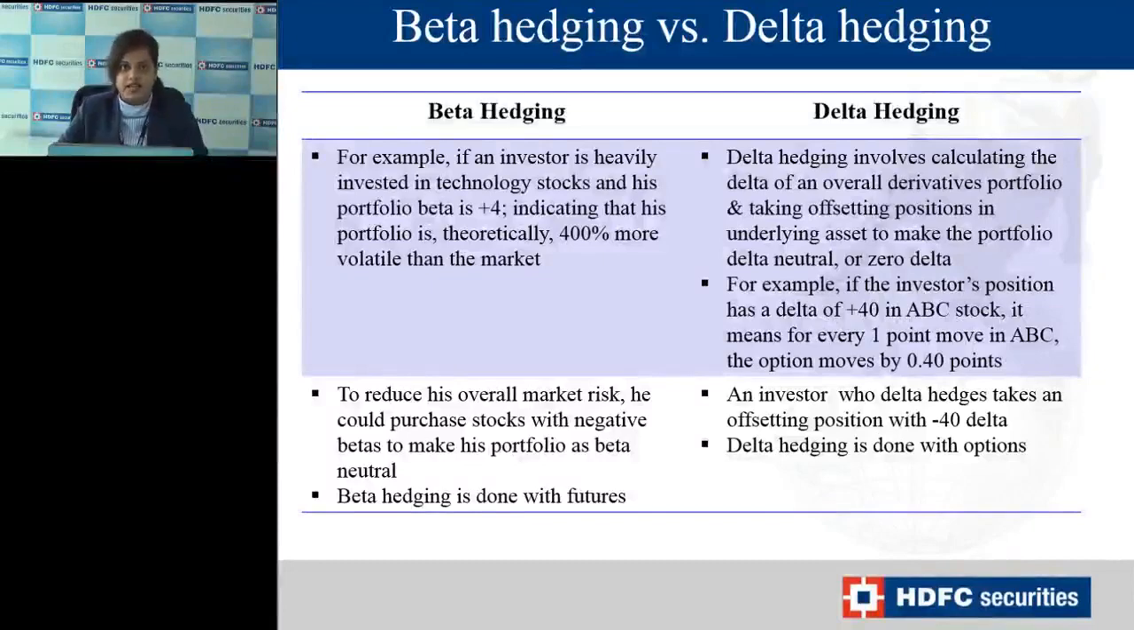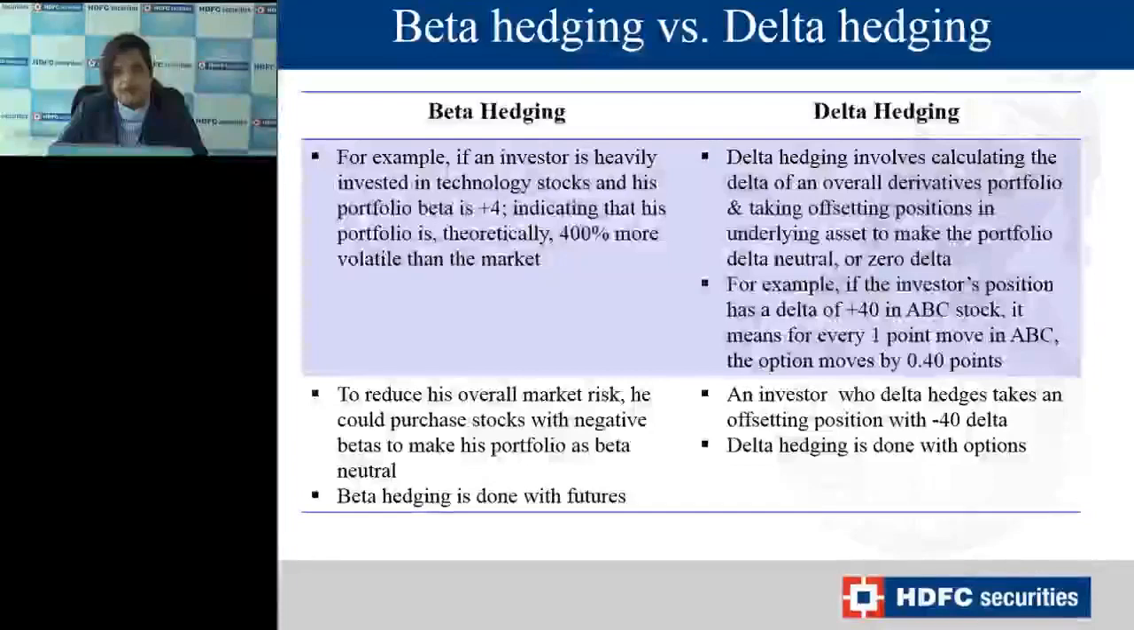So if I say that tomorrow the stock is going to move by 1 point, my stock option will move by 0.40. Now this obviously is particular only to this stock option that has a delta of 0.40. So all stock options, all the strikes will have different delta. So this is how delta hedging is to be done.